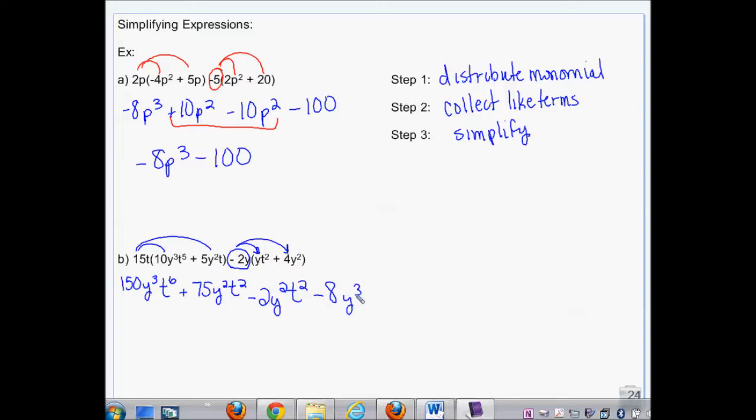Okay. And again, just by happenstance, my like terms are sitting right next to each other. The 75y squared t squared and the negative 2y squared t squared. So I'm going to simplify those. 73y squared t squared. So I bring down the 150 y to the third t to the sixth, plus 73y squared t squared minus 8y to the third, or cubed. Cubed, yes.